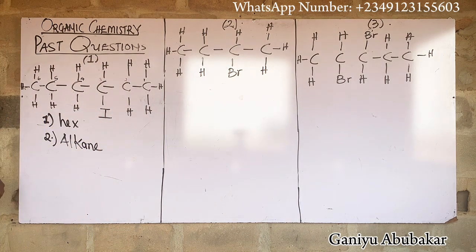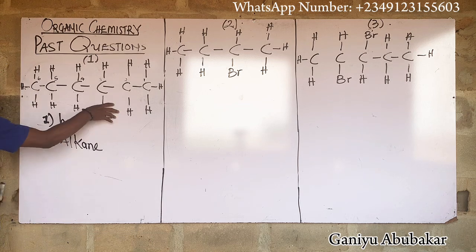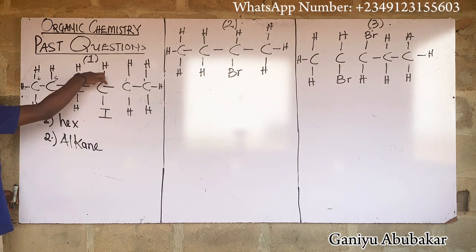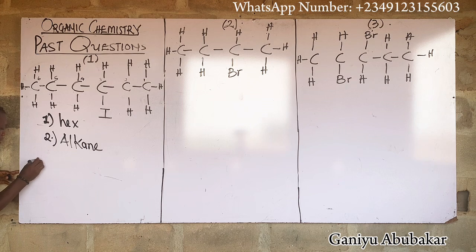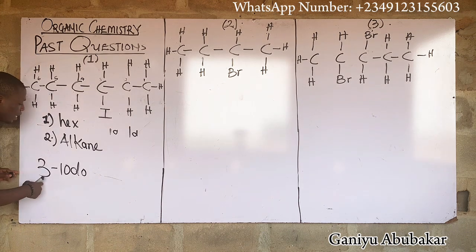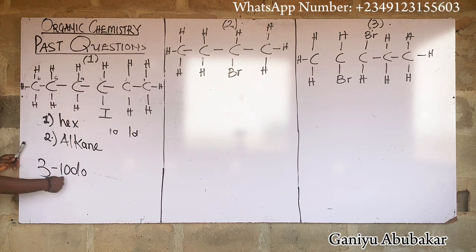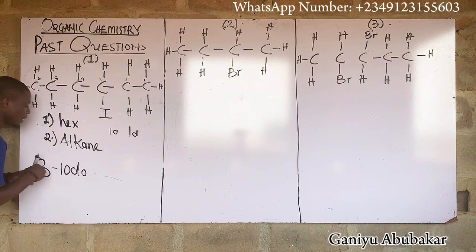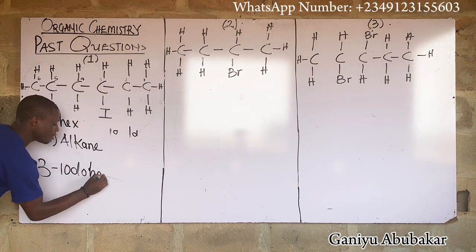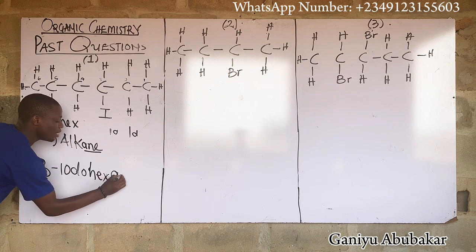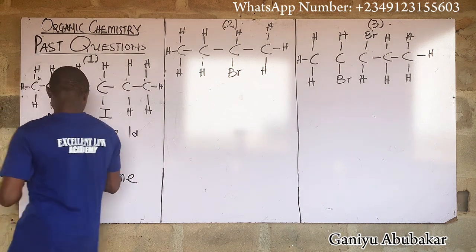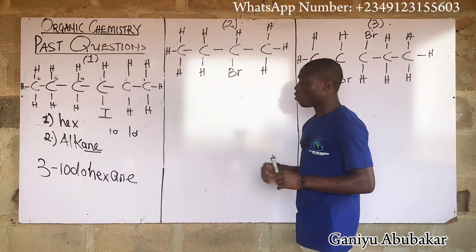So how do you possibly name this? The task is that we start with the substituent and also show the position of the substituent. Now my substituent is iodine. This position is 3. So this becomes 3-iodo. Of course, iodine is called iodo. 3 is the position. So 3-iodo, hexane. This becomes hex, and the last ane. So this compound is called 3-iodohexane. That's the name of the compound here.